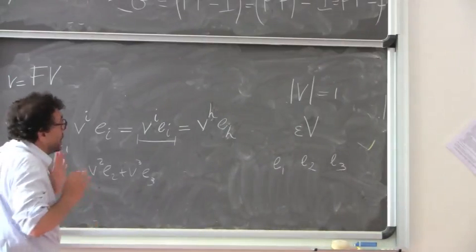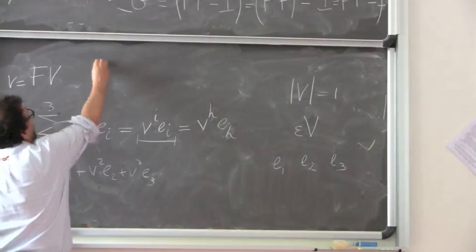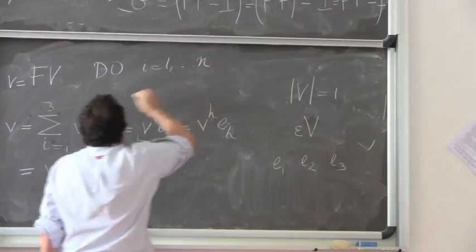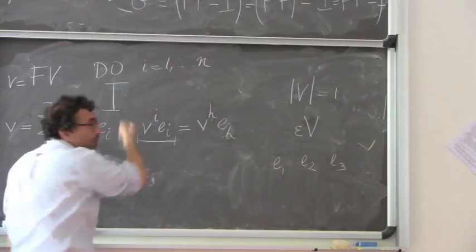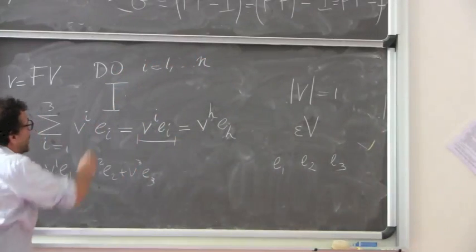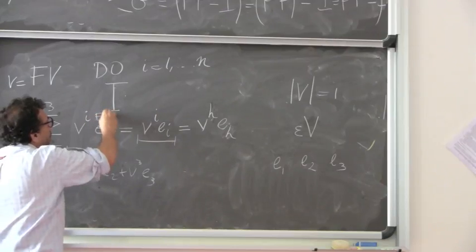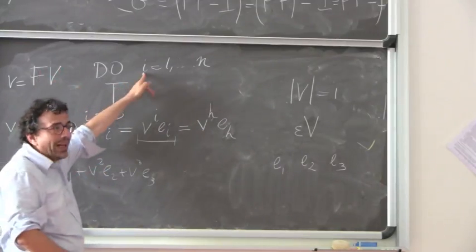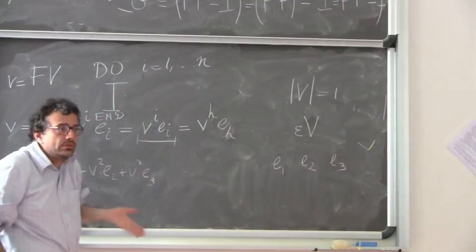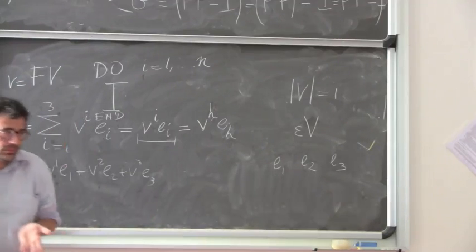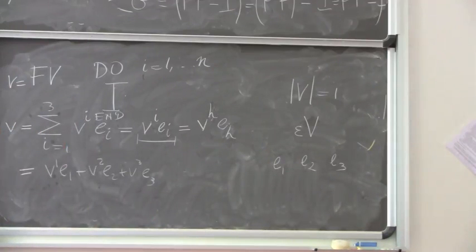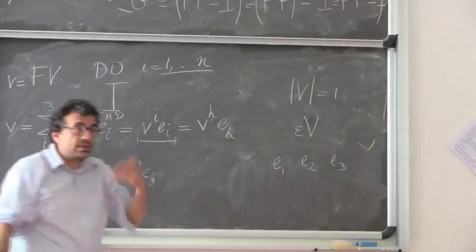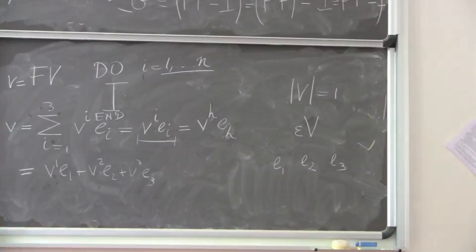And I'm sure that you have seen this. If you have a do i equal 1 to n, and then here you write a sequence of commands, and then you have the end of the do cycle, it works if you change i and call it h. What is important is the range where this index can vary.